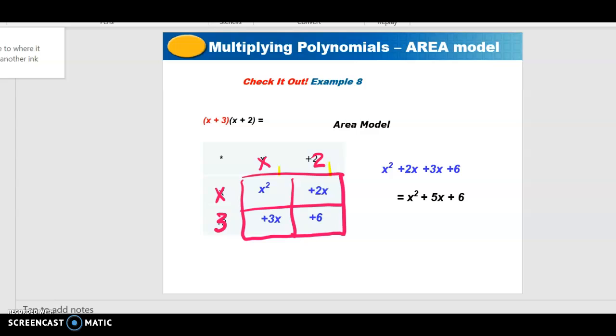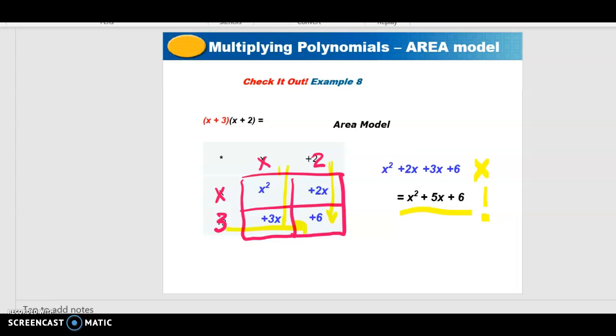Let's go over here. This box right here is going to be an x times a 3, or a 3x. And finally, we have a 2 times a 3 to give us a 6. So you combine all of these. What you're getting is this expression right here, and when you simplify, you get this one.